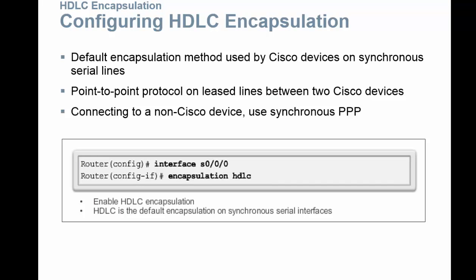When we configure HDLC encapsulation, you have your default encapsulation method used by Cisco devices on synchronous serial lines. You have point-to-point protocol on leased lines between two Cisco devices, and connecting two non-Cisco devices use synchronous PPP. So with your router in config mode, you go into your interface and then you do encapsulation hdlc. Keep in mind again that HDLC is the default encapsulation on synchronous serial interfaces.